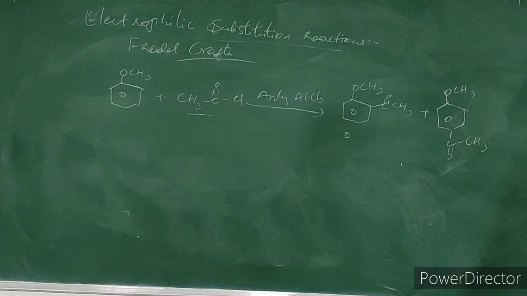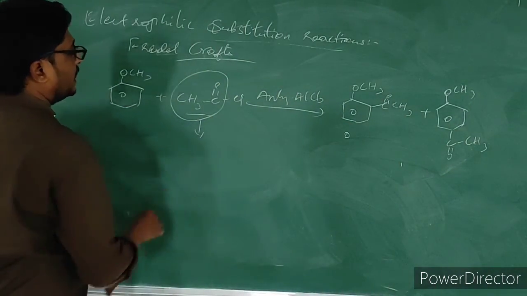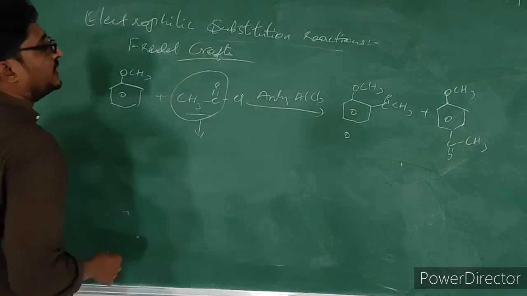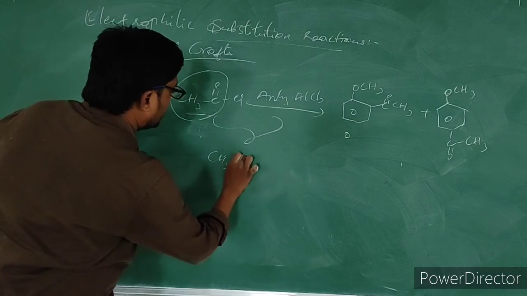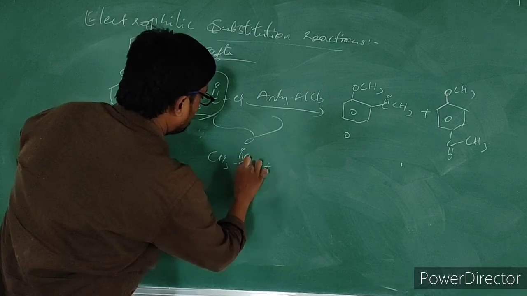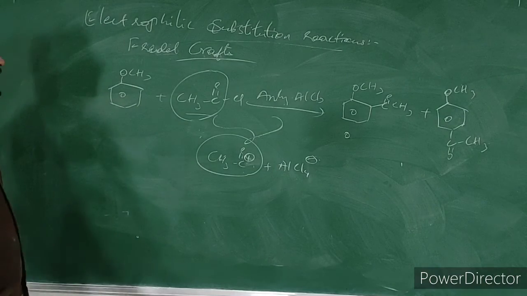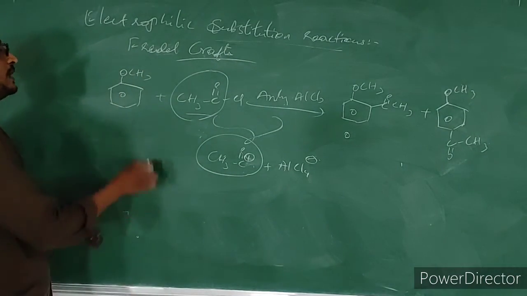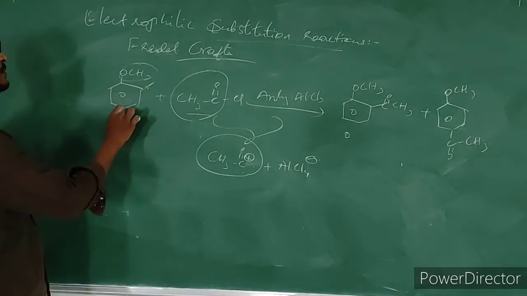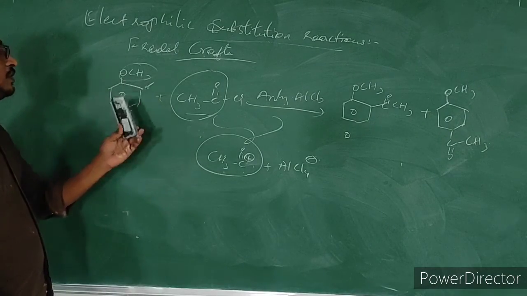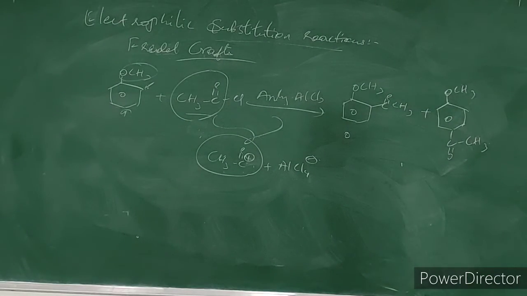I already explained why the acetyl group attaches at the ortho and para positions. This is the electrophile which gets generated. When these two react together, they form CH3CO plus and AlCl4 minus. CH3CO plus is the carbocation which gets generated. It will bind at the ortho and para positions. The reason is that the methoxy group increases the electron density at the ortho and para positions. Since the electrophile requires electrons, it will bind at the ortho and para positions. So these are the two products which get produced.